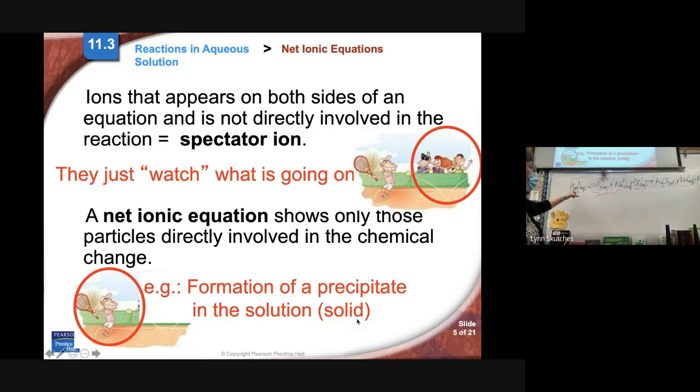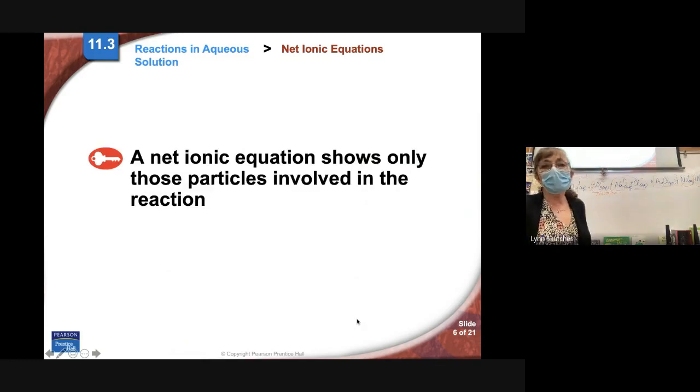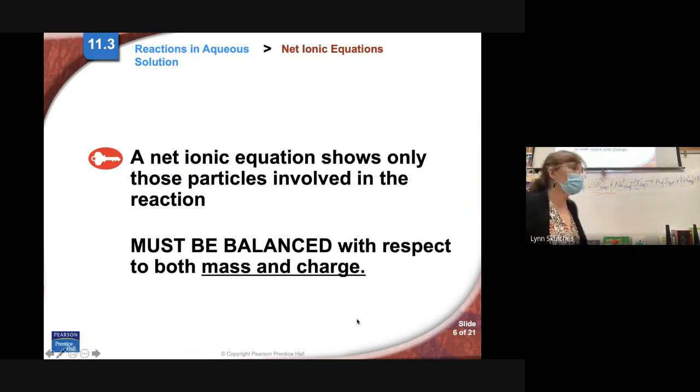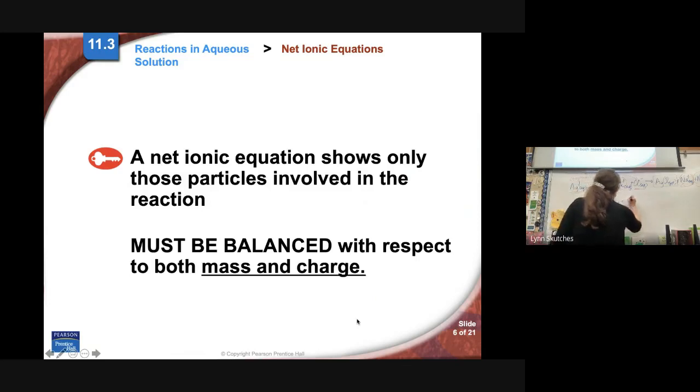Okay, so they're not worth talking about. All I care about are the things that are doing something. So the net ionic equation is only going to show you the ions that react, and what they react into.